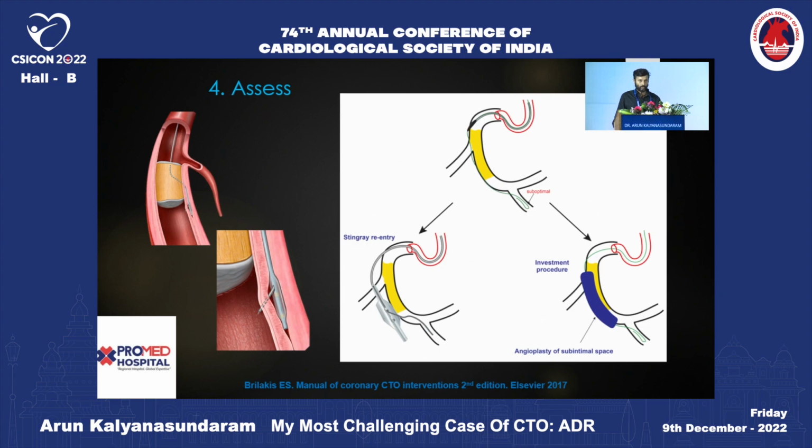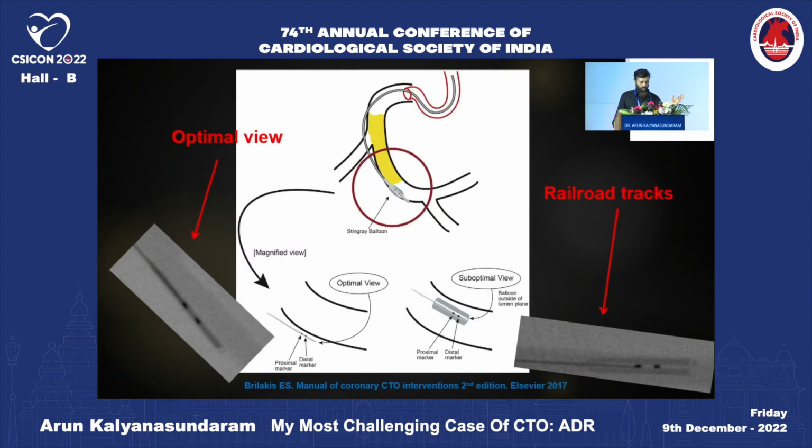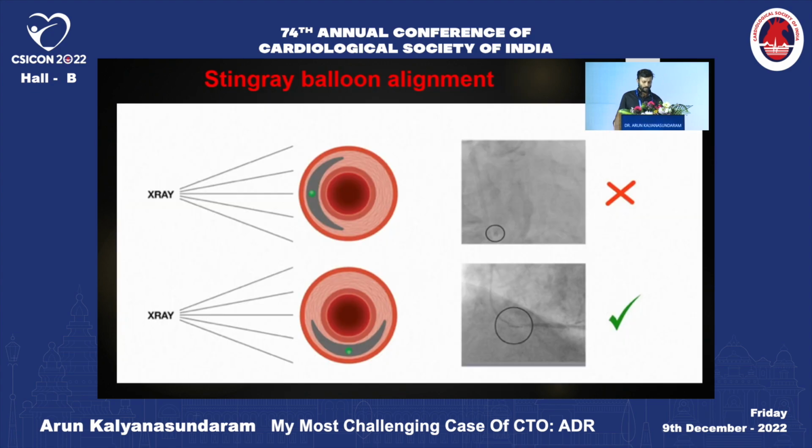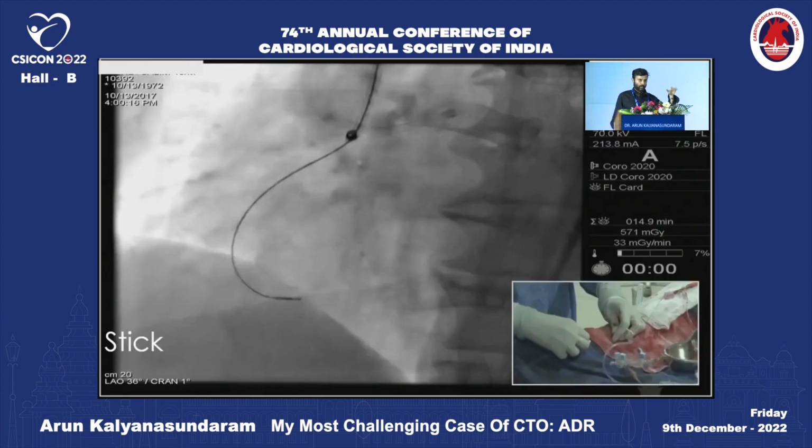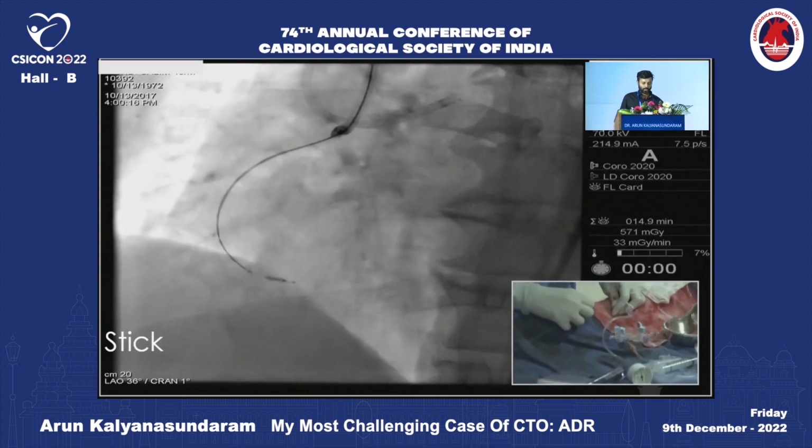And then you want to get the right position, which is as shown on the left, which is the optimal view. The railroad tracks you do not want to see, because there you do not know which hole to take. The holes in the Stingray balloon catheter are 180 degrees apart between the proximal and the mid. One will be towards the true lumen, the other would be outside the vessel. And yeah, just move your eye till you get the right orientation, then stick.